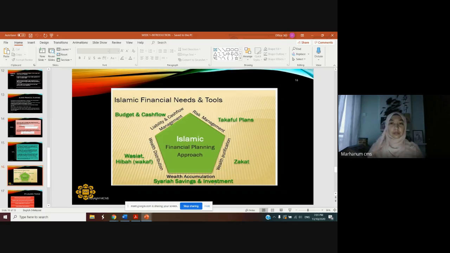So, Islamic financial needs and tools. This one, Islamic financial planning. We have risk management, so the product or tool is takaful. We have liability and cash flow management, budget, cash flow, liability, debt, Islamic financing. Then wealth purification: once we are wealthy, we need to pay zakat. Then wealth distribution: we distribute our wealth through wasiah, hibah, and wakaf. Wealth accumulation: Sharia saving and investment. So we have risk management, wealth purification, wealth accumulation, wealth distribution, and liability and cash flow management. These are the tools in IFP.